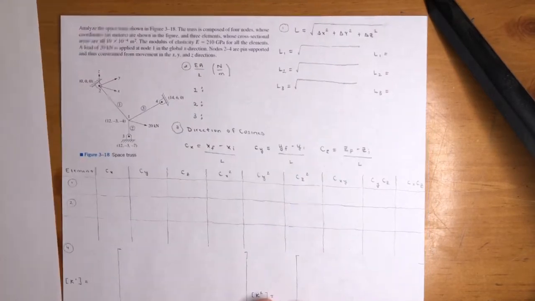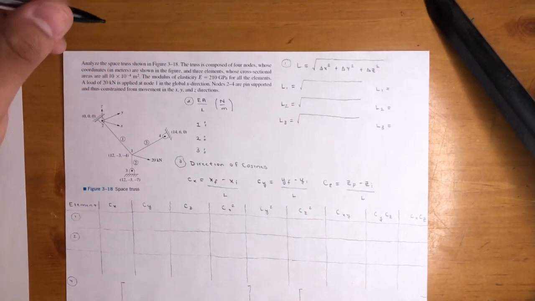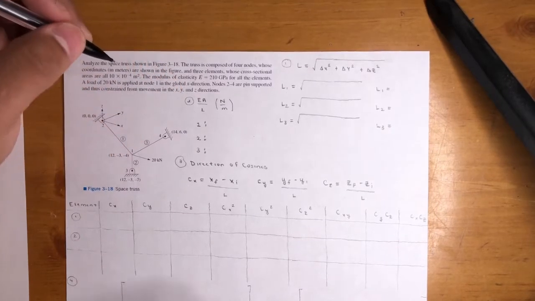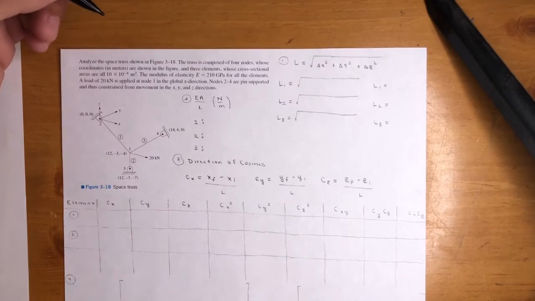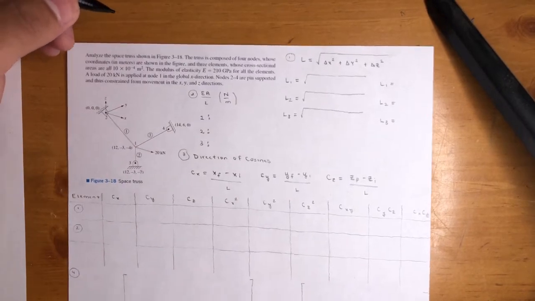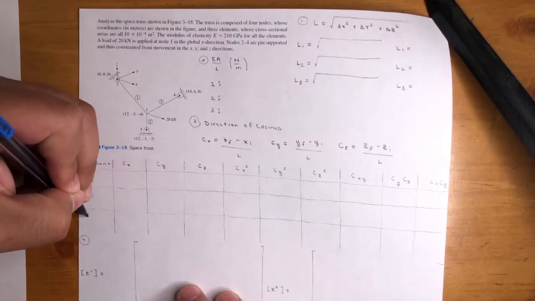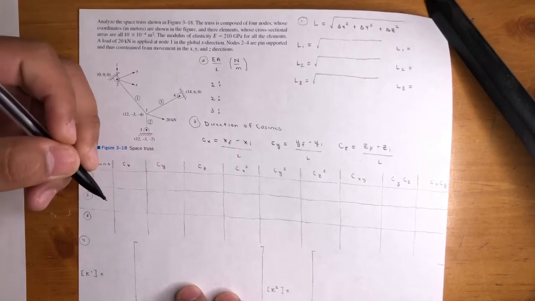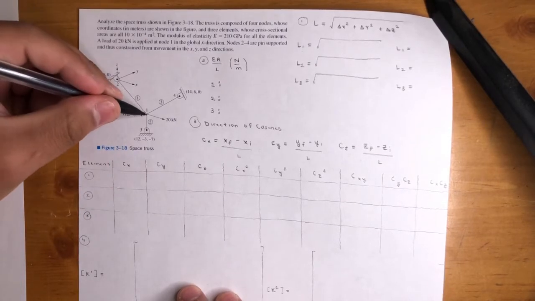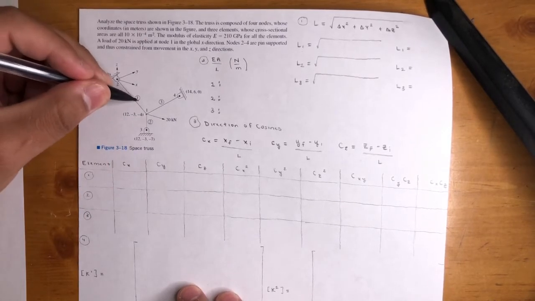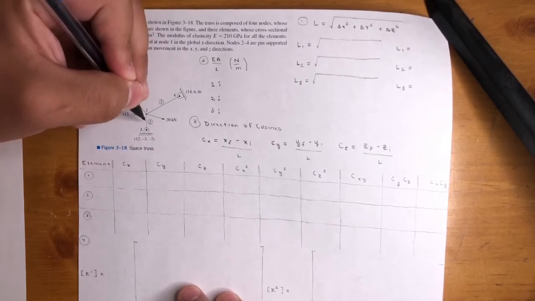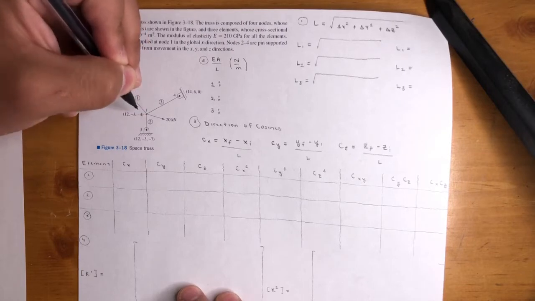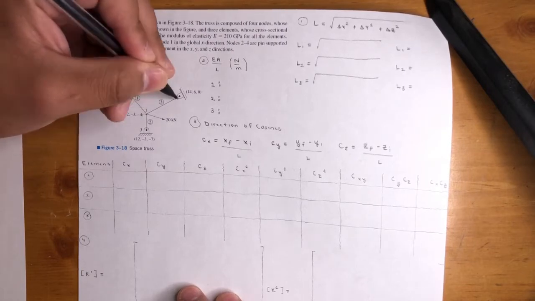So in these problems, right, you start off finding the lengths, again, for EA over L and the direction of cosines. We're gonna need that later. So you do final minus initial. Again, I told you in every other video, right? You always go from the small node to the big node. So in this case, for element 1, we're gonna go from 1 to 2, not from 2 to 1. For element 2, we're gonna go from 1 to 3. And then for element 3, from 1 to 4.